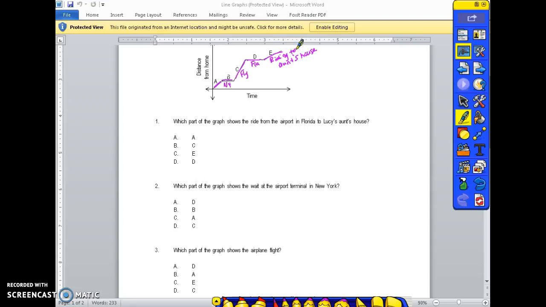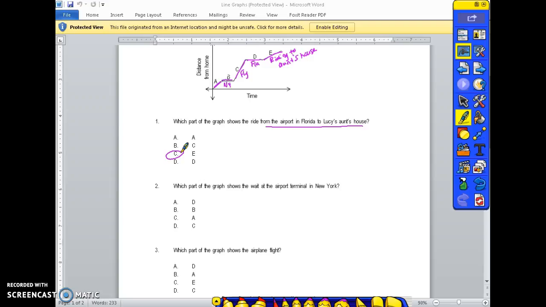So number 1 asks, which part of the graph shows the ride from the airport in Florida to Lucy's aunt's house? This is the airport in Florida. E is the ride to her house. So that's going to be section E, which is represented by choice C.